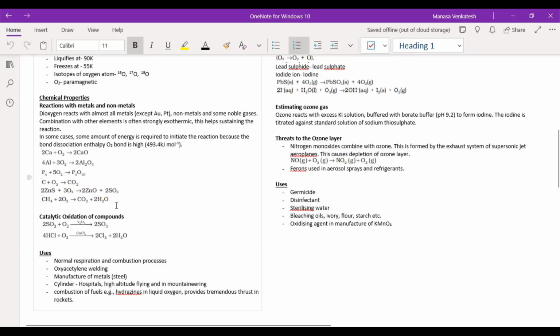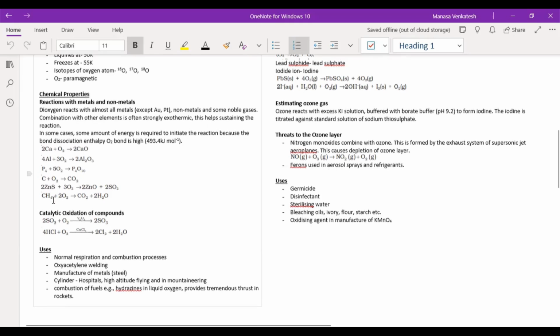Here you have various reactions of dioxygen reacting with elements like calcium, aluminium, phosphorus, carbon, zinc, and methane. So these are the various reactions: dioxygen reacts with metals, non-metals, and even compounds.